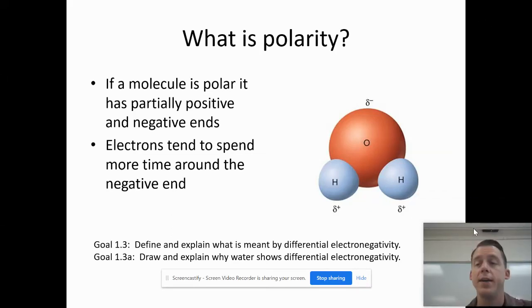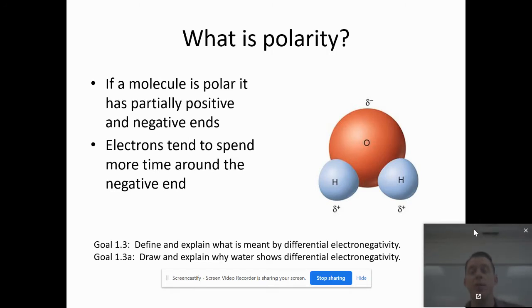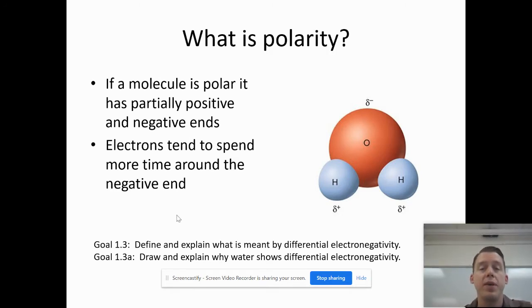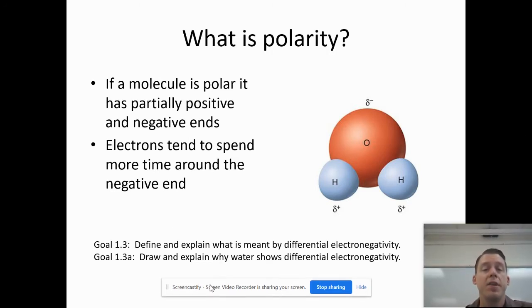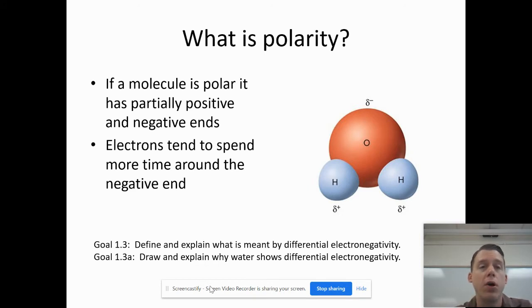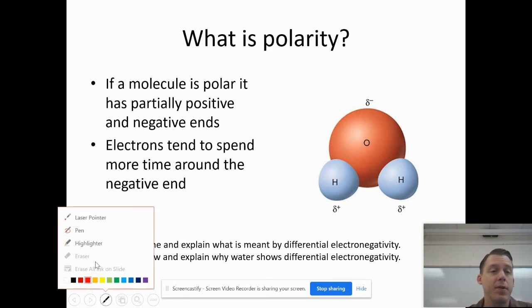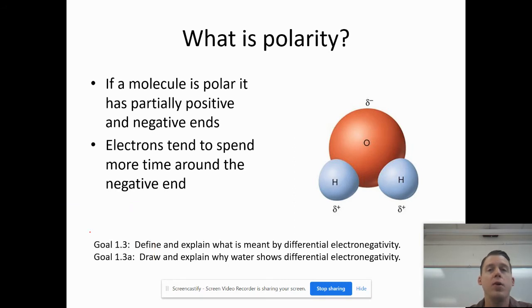We are going to continue talking about water. We talked about water earlier, and we stopped here with this slide where we learned that water has a shape, right? You can kind of see the shape there, and it also has charges. So we learned that water has a negative side and a positive side.